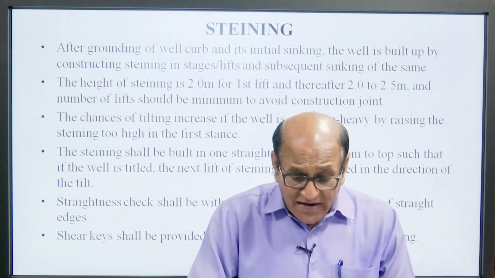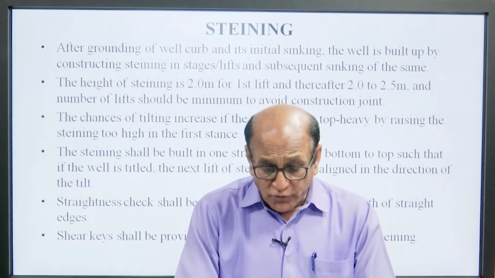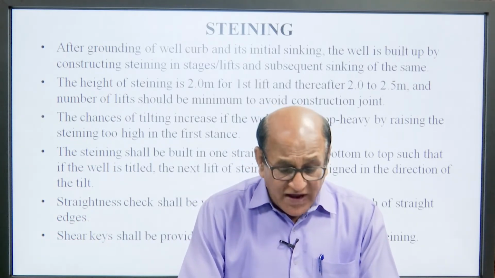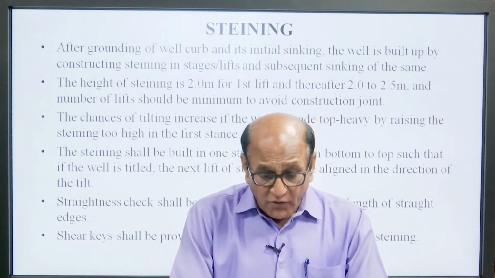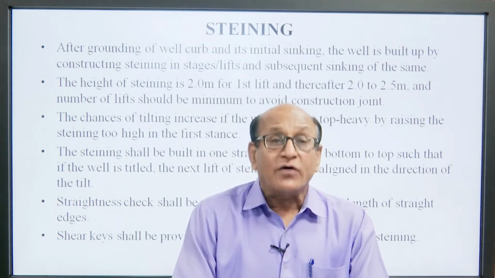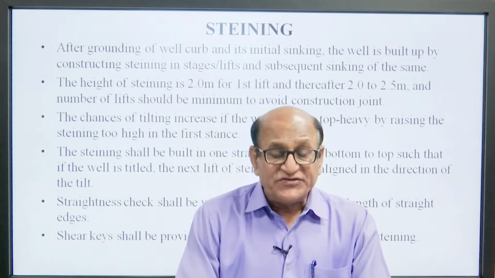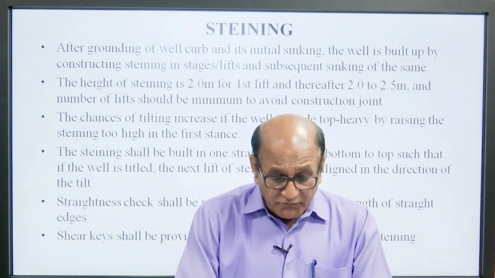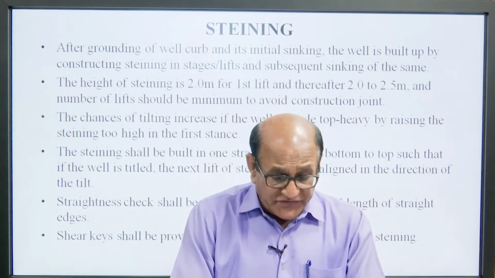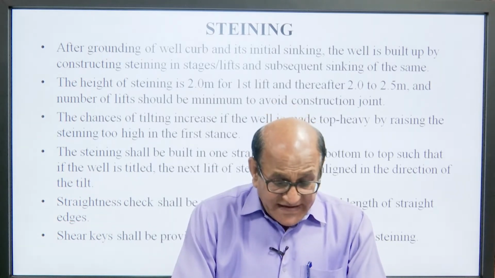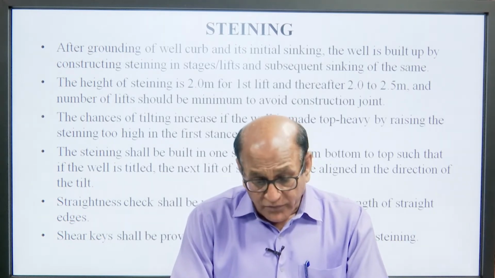The steining shall be built in one straight line from bottom to top, such that if the well is tilted, the next lift of steining will be aligned in the direction of the tilt. Straightness check shall be done with the aid of an approved length of straight edge. Shear key shall be provided in the construction joint of well steining.